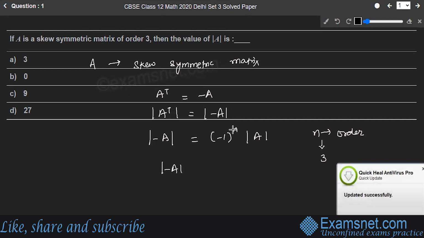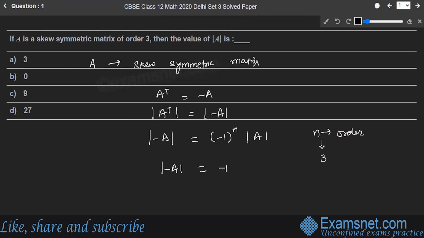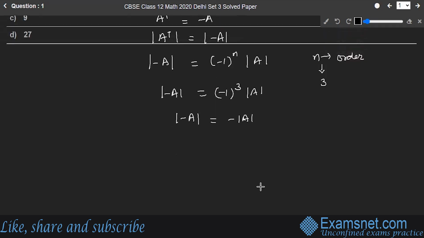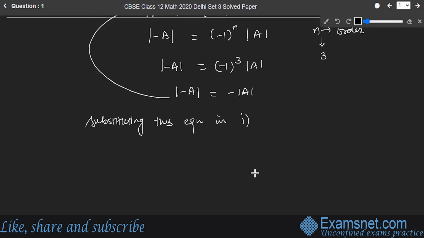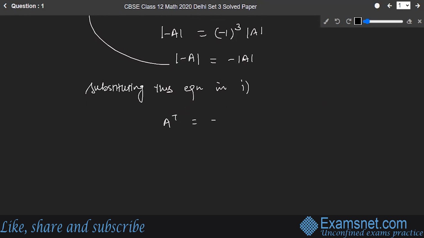Right? So here in this question, n is equal to 3. That means determinant of minus A is equal to minus 1 raised to power 3 into determinant of A. This gives you determinant of minus A is equal to minus of determinant A. Now, let's say this is equation 1. Substituting this equation in 1, you get determinant of A transpose is equal to minus of determinant A.